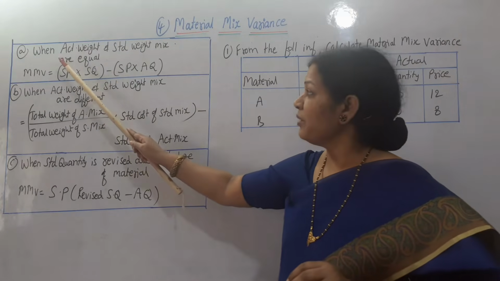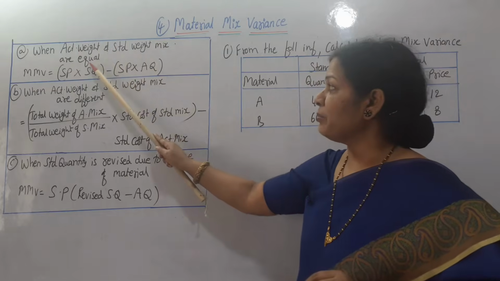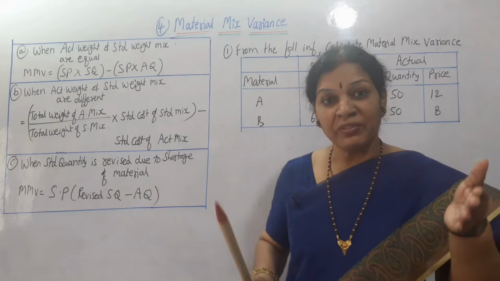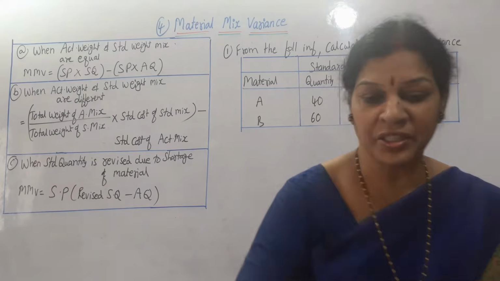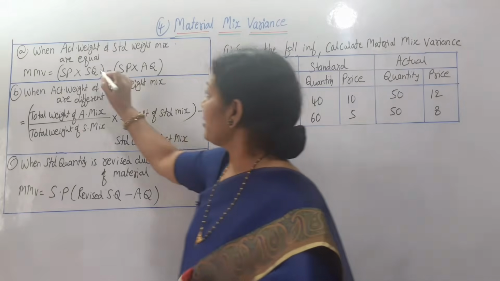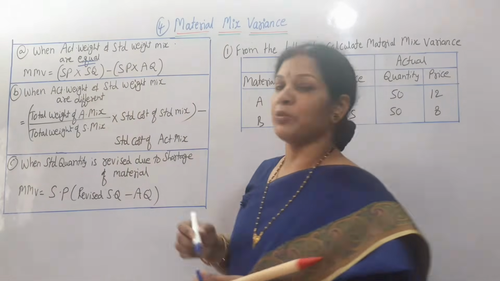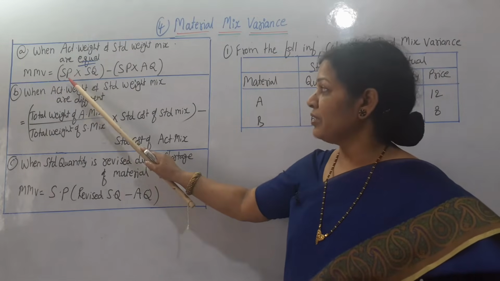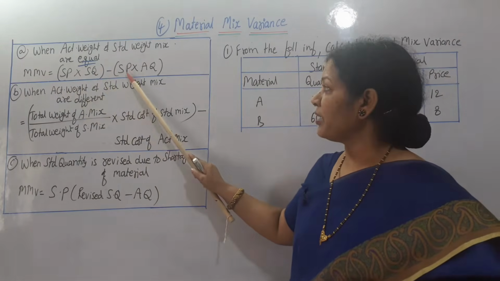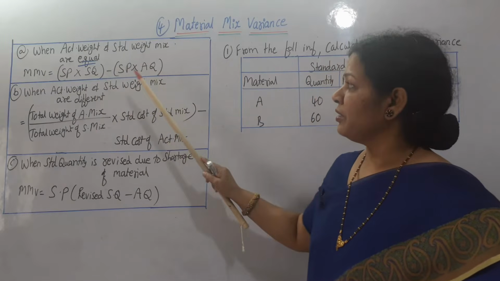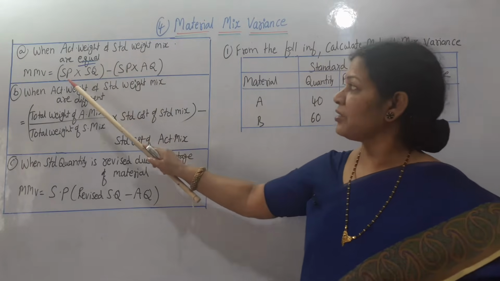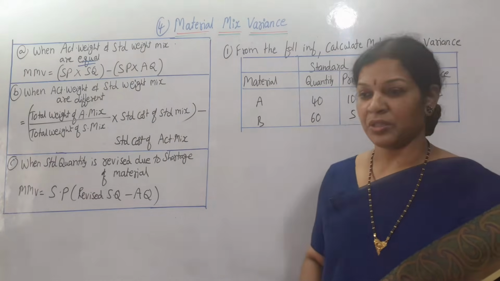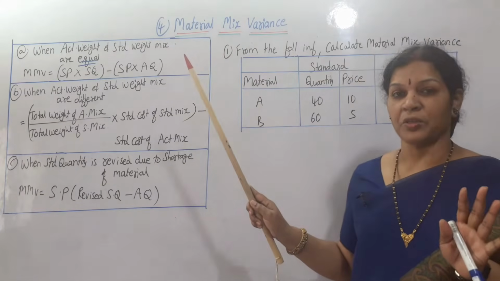First case is when actual weight and standard weight mix are equal. Both the weights are equal. Are you getting it? When both the weights are equal, then we'll use this formula. What is the formula? MMV, material mix variance, equals standard price into standard quantity minus standard price into actual quantity. This is when it is equal.